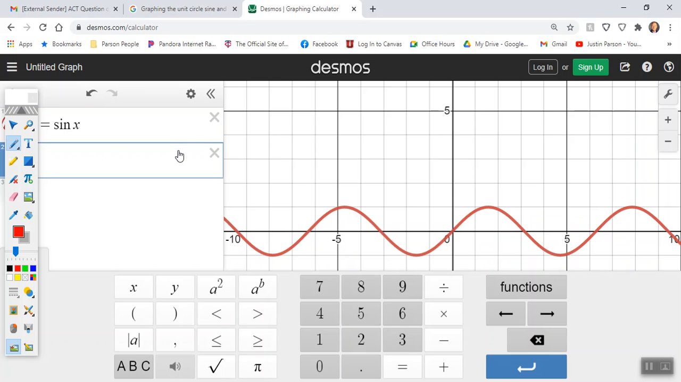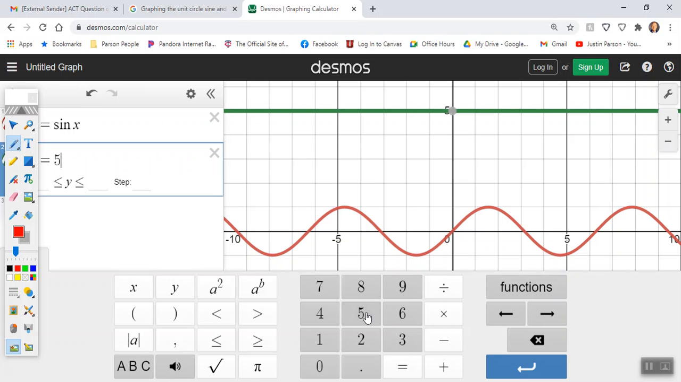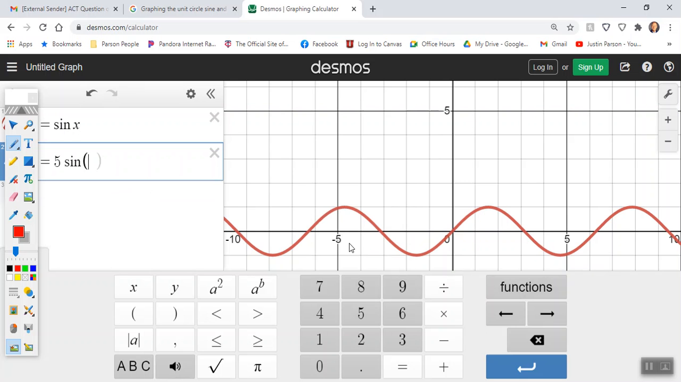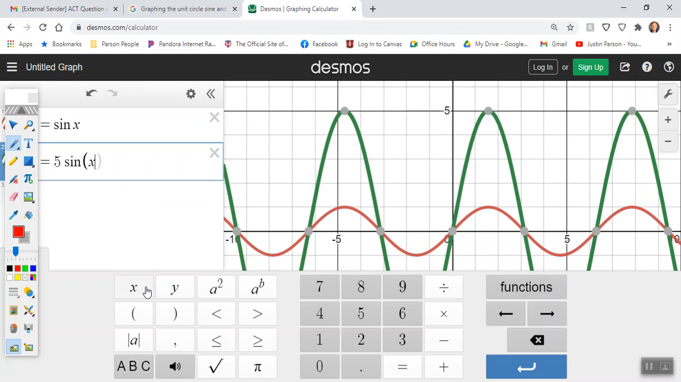My friends, what was I going to type in here? Y equals 5 sine x, is that right? Yes. I think if you go to functions here and click under trig, it's going to be right there. Okay, and I'll put x in there. Kids, just talk about this.